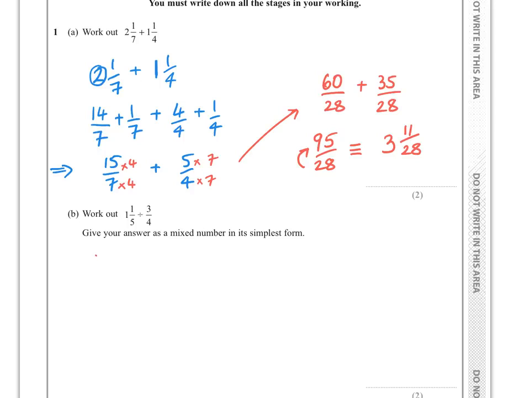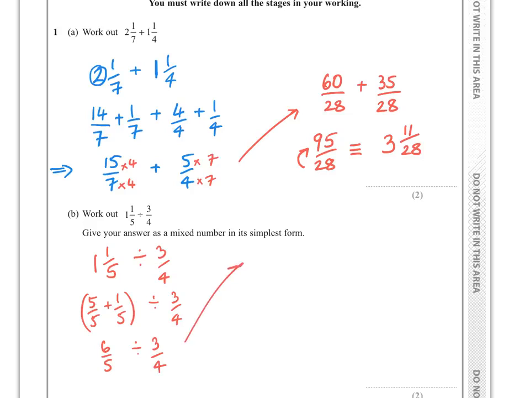Part B, we have 1 and a 5th divided by 3 quarters. So let's change the 1 into 5/5, and we have another 5th here. And don't forget, that's all divided by 3 quarters, which gives us 6/5 divided by 3 quarters. And without going into too much detail, 6/5 divided by 3 quarters is the same as writing 6/5 times 4/3.